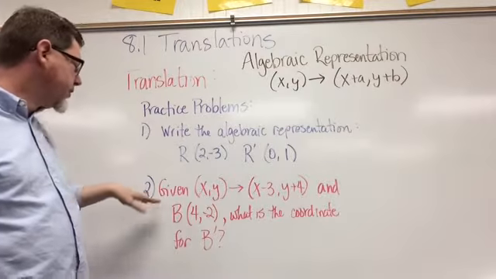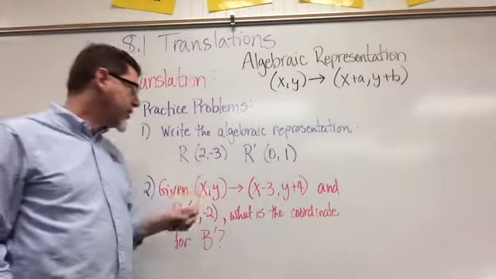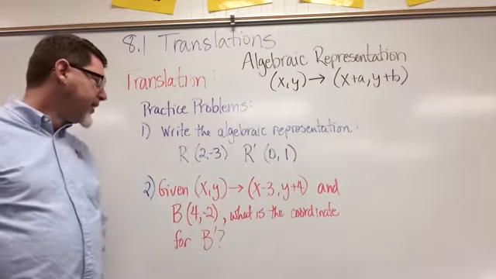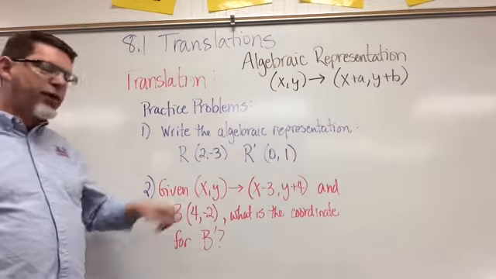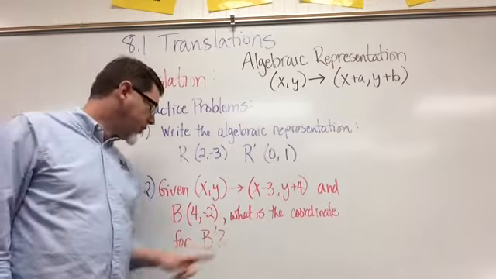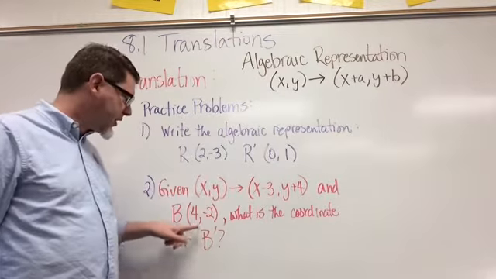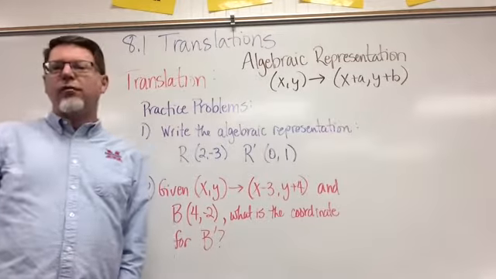For practice problem number 2, you're given the algebraic representation. (x, y) translates to (x minus 3, y plus 4). And B is at 4, negative 2. What is the coordinate for B prime? So apply the algebraic representation to 4, negative 2, and then tell me what B prime is.